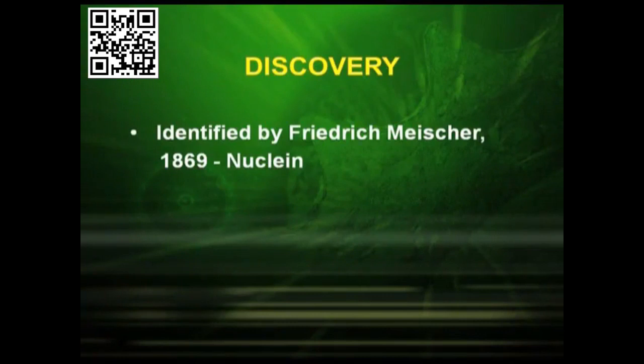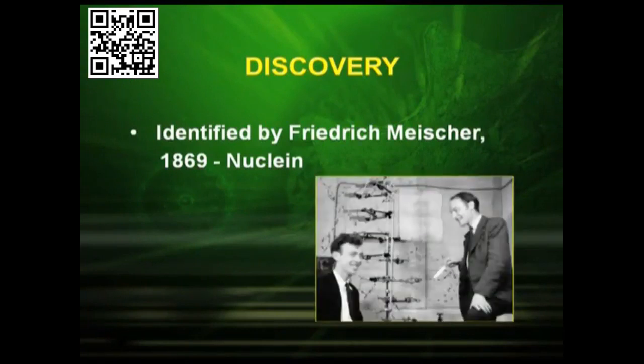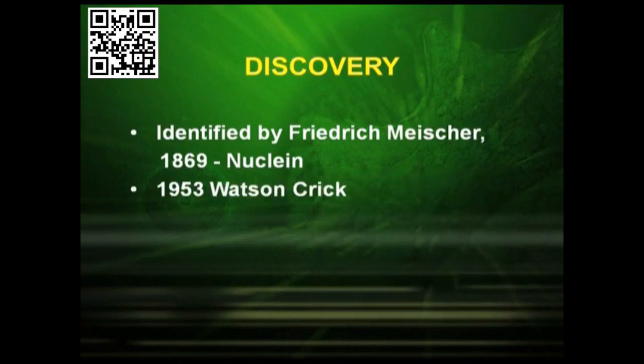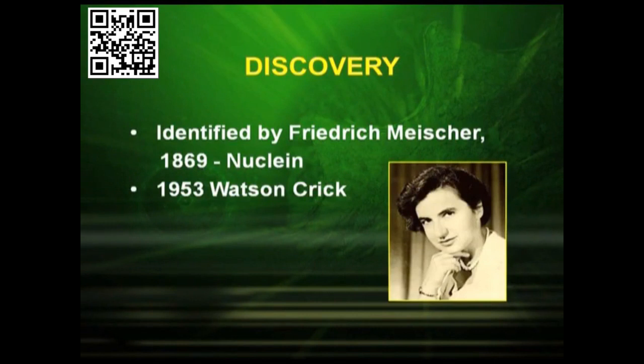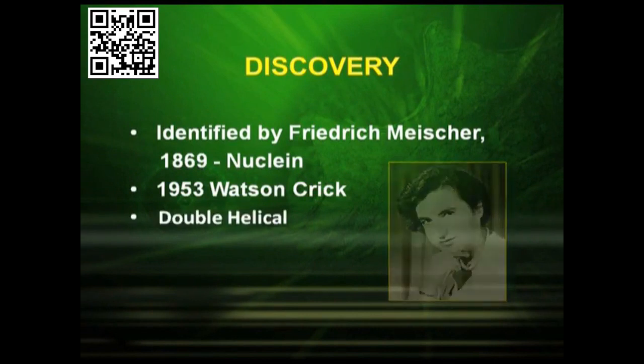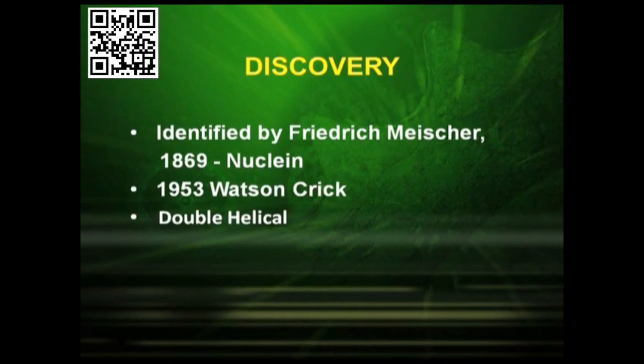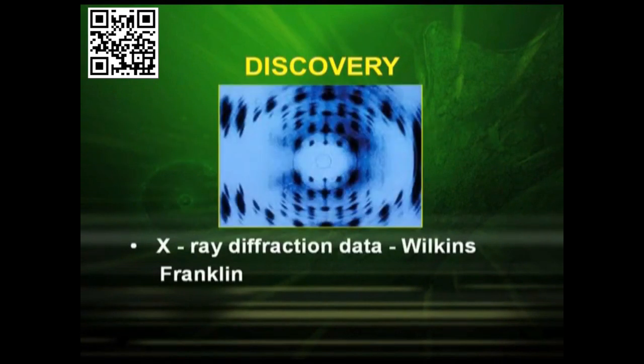Initially, it was identified by Friedrich Miescher in 1869 and he called it nuclein. In 1953, Watson and Crick discovered the double helical structure of DNA with the help of the technique called X-ray diffraction data, which was developed by Wilkins and Franklin.